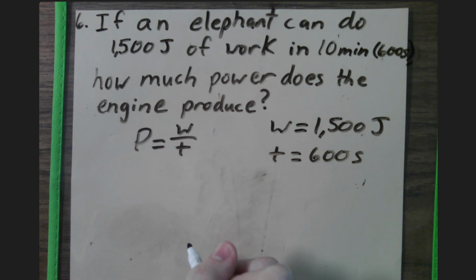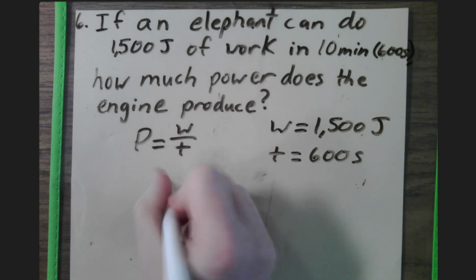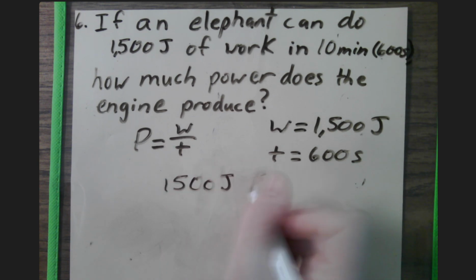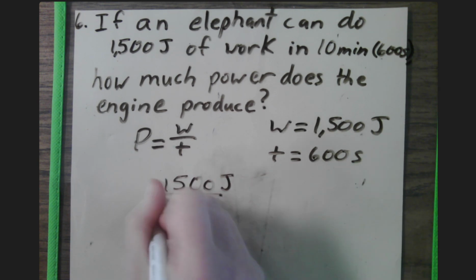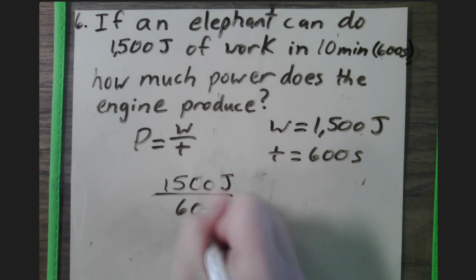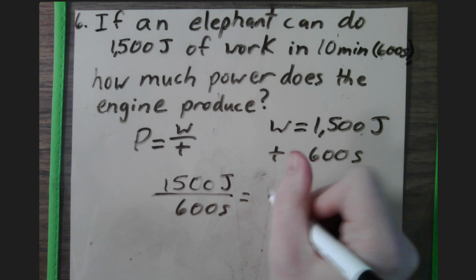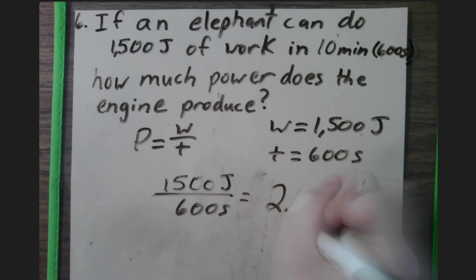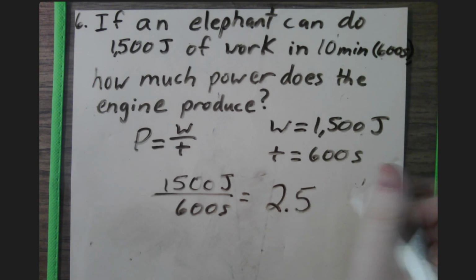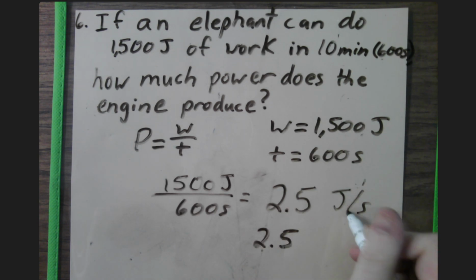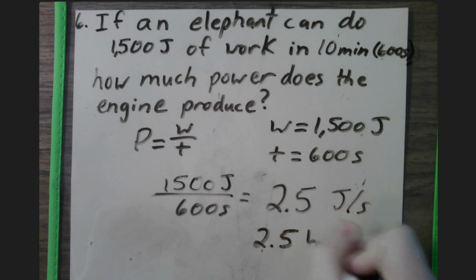Let's plug in our numbers. Our work is 1,500 joules over 600 seconds. And when we divide all that, we get 2.5 joules per second. We have to simplify. Our number's already simplified, so we just bring that down. 2.5, but this is going to be in watts.